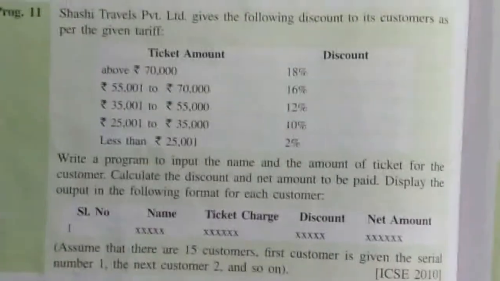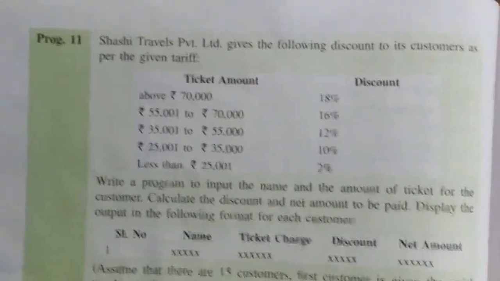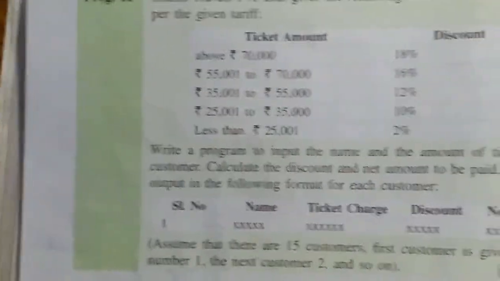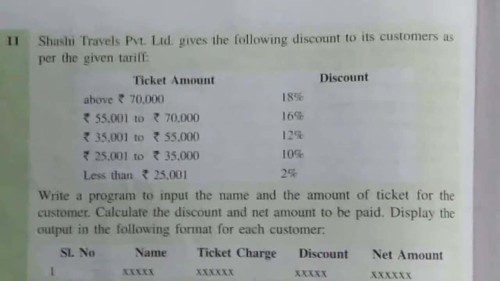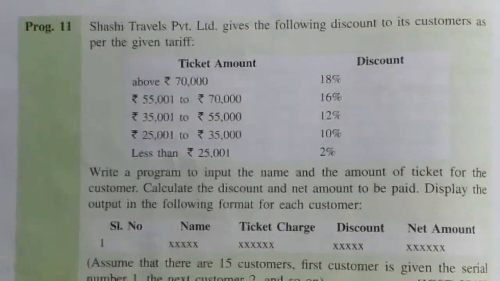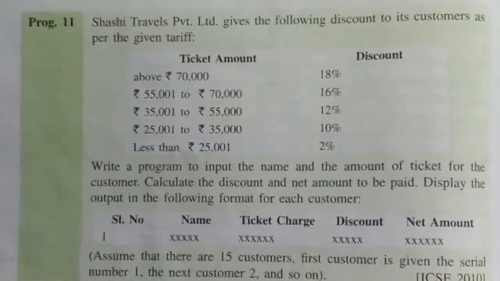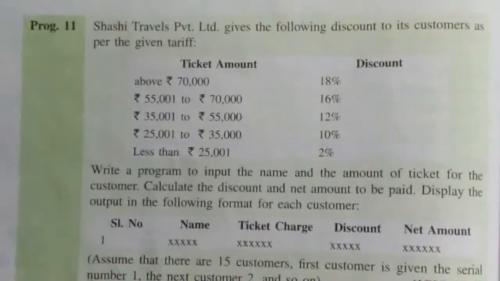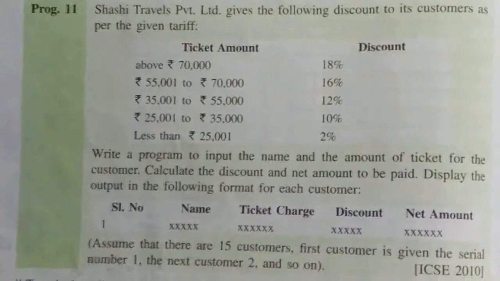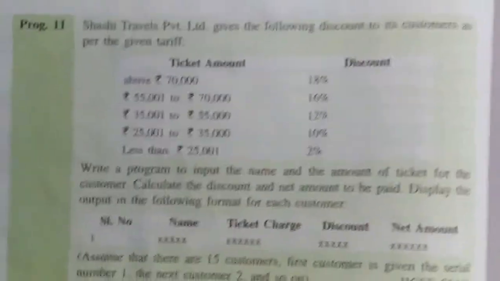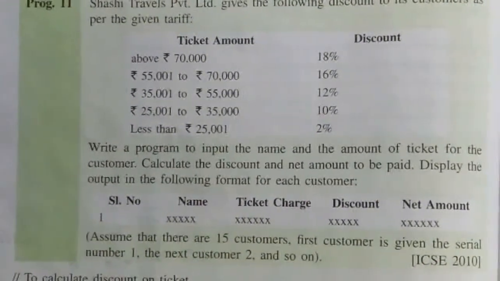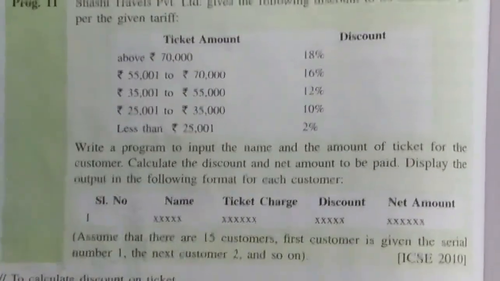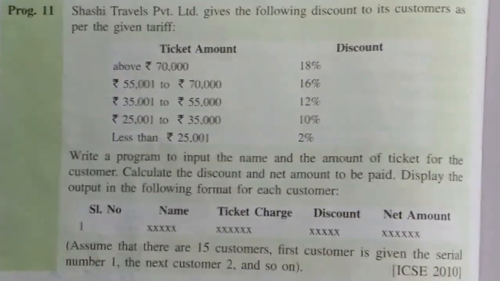Calculate the discount and net amount to be paid. Display the output in the following format for each customer: we have to print the serial number, name, ticket charges, discount and net amount. We have to assume that there are 15 customers. The first customer is given the serial number 1, the next customer 2, and so on.